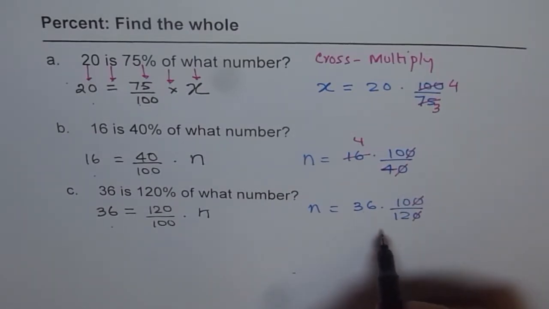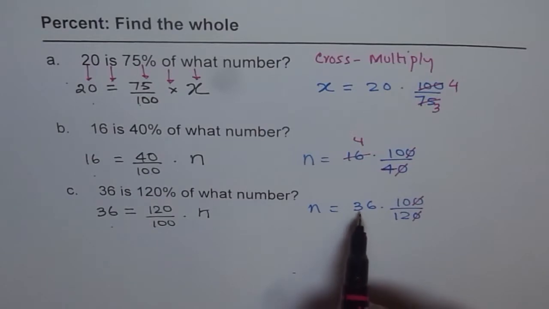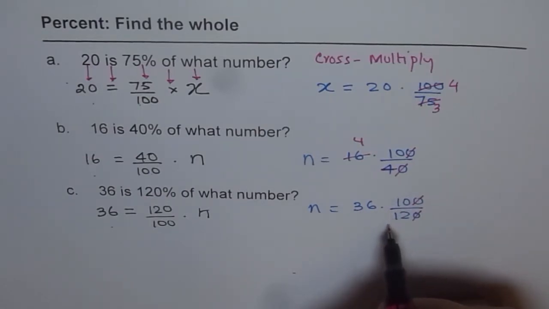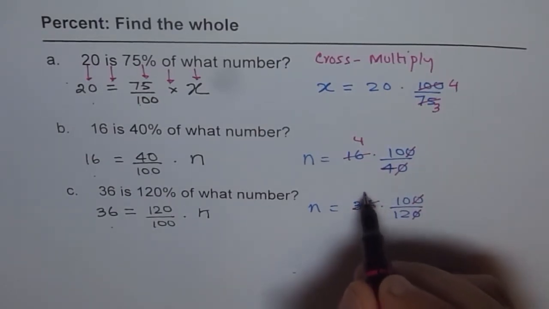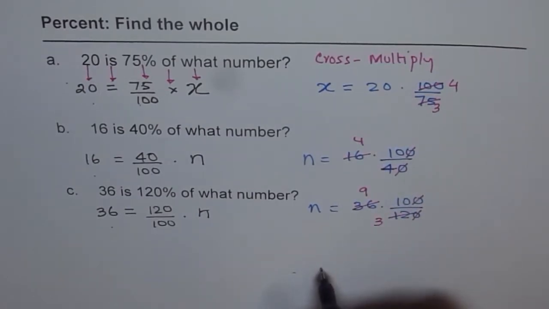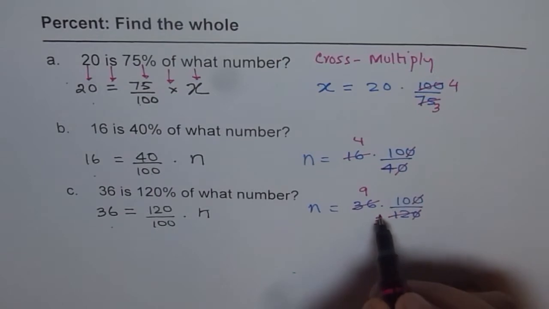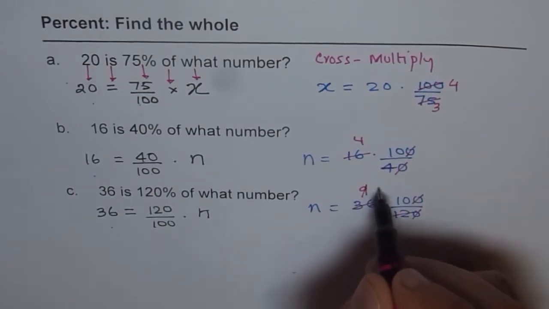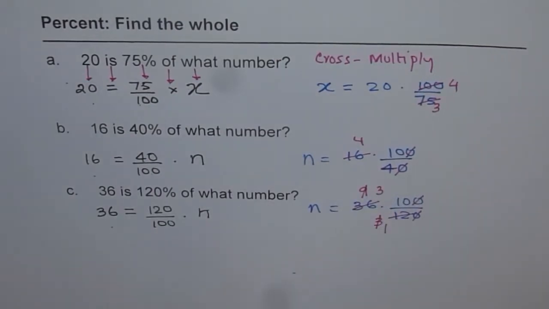At times you can use smaller numbers. That means we can divide this first by, let us say, 4. 4 times 9 is 36. 4 times 3 is 12. And now I can divide 9 by 3. 3 times 1 is 3 and 3 times 3 is 9. So that is how we simplify, right?